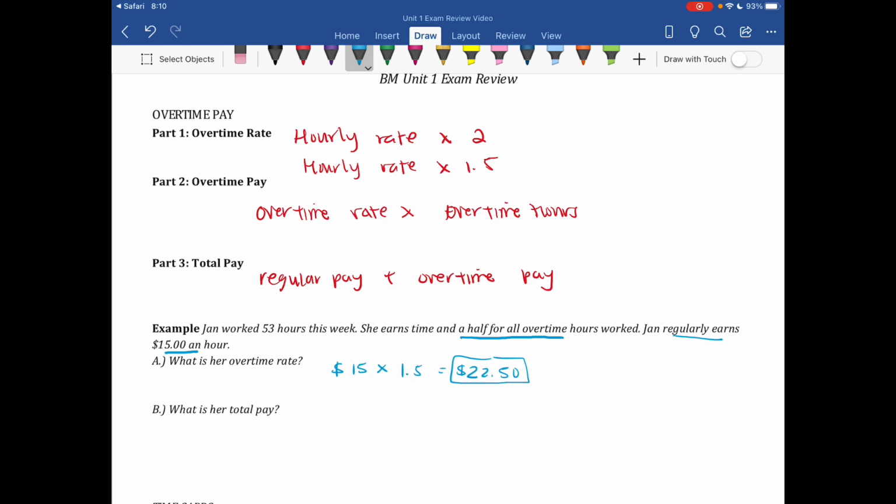But then to find her total pay, you first need to find the regular pay, where we do the hours that she worked, which is 40 normal hours, and she earns $15 for each of those, which gives you $600. Then we can find the overtime pay. But here we have a different number of hours. She only worked 13 overtime hours, and she earned $22.50 for each of those hours, giving a total of $292.50. Then, to find the total, we can add both of those values together to get $892.50.